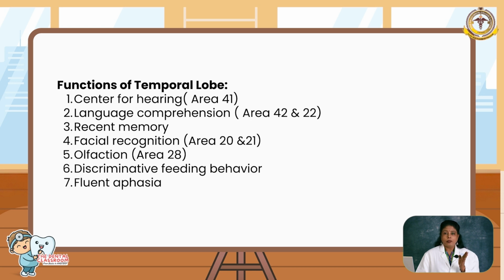And temporal lobe, easy to remember, it is very close to our ears. So it is the center for hearing. It is involved in hearing. And it is also involved in the language comprehension, understand the languages. Then recent memory, facial recognition. Then also a little bit about olfaction. So these are the functions of temporal lobe.